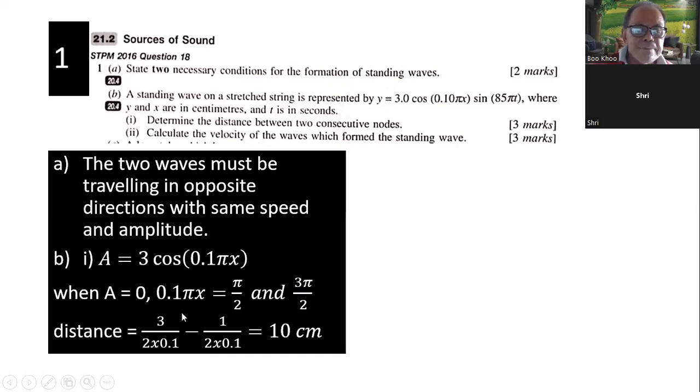Distance. Right? Distance is basically, I'm using pi and pi cancel off. So this is 2 divided by 0.1, which is this one. I'm just subtracting these two, I just simplify the step as well. I have to calculate my x for this one, calculate my x for this one, and then I subtract to find the distance between the nodes, right? Which is 10 cm.